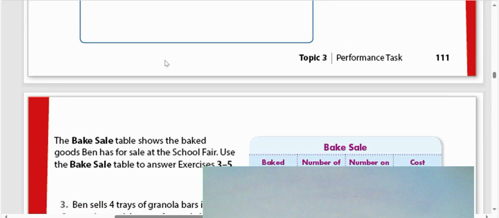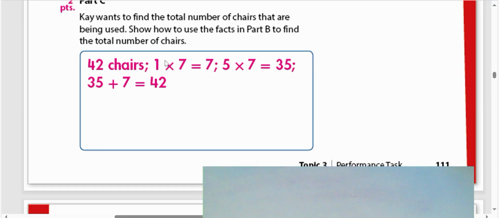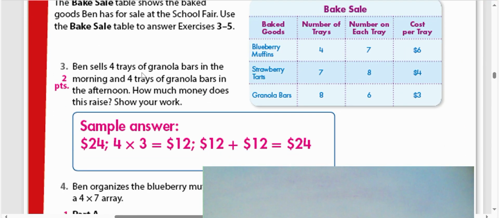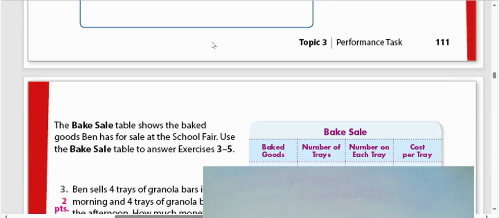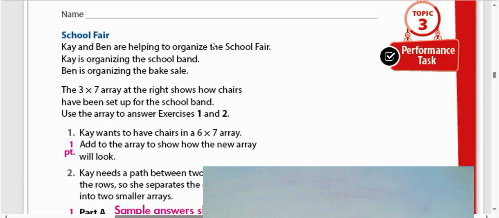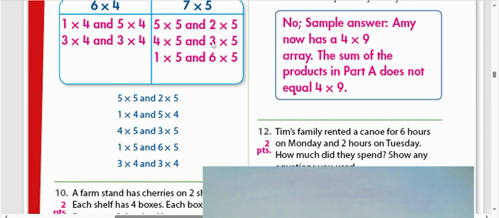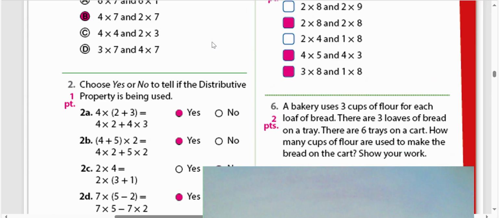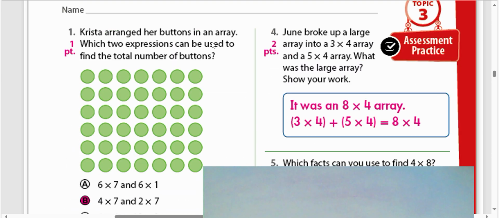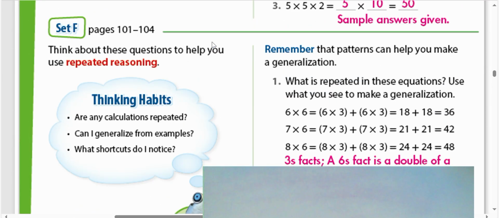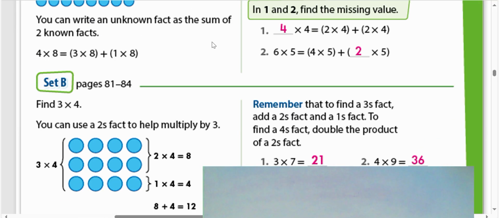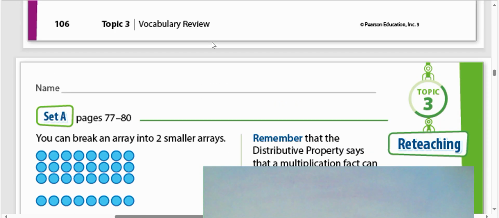In this example, it's a table about this example here. With me, Ben sells 4 trays of garden bars in the morning. Exercise number 5, topic 3. Exercise 5.3.